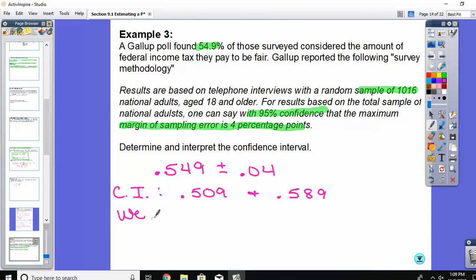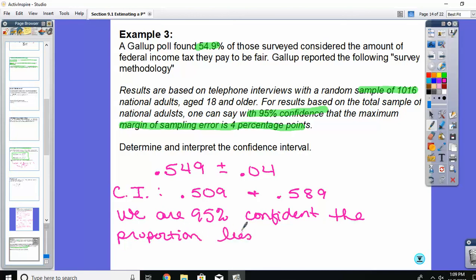Okay, in other words, we are 95% confident the true proportion, or p, lies between those values. Okay, and the 95 is because it told us in the problem this was a 95% confidence.